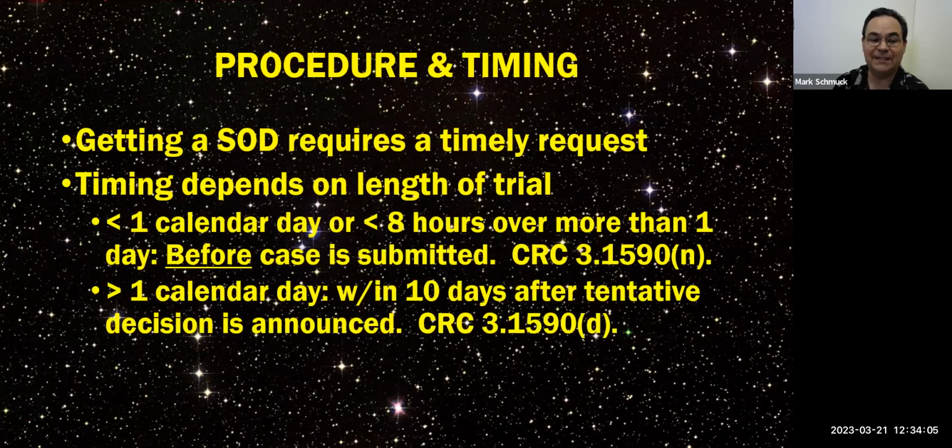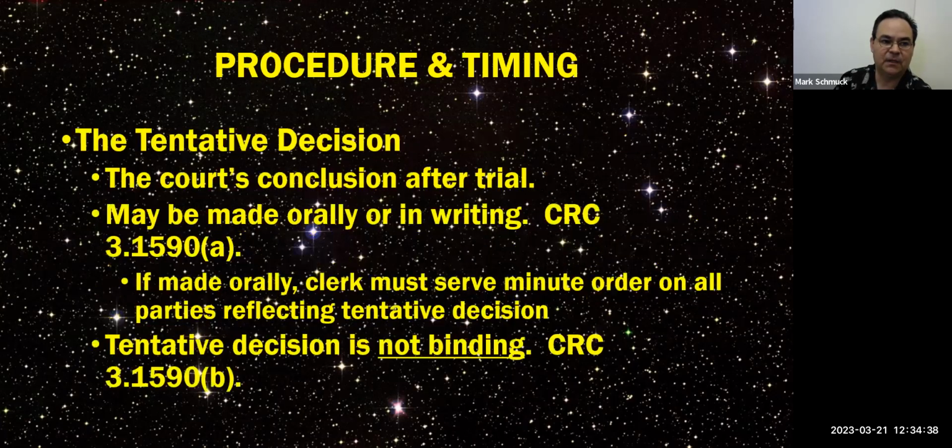If your trial was less than 1 calendar day, or less than 8 hours over more than 1 calendar day, you must make your request for a statement of decision before the case is submitted, meaning submitted for decision. If your trial was more than 1 calendar day, you are required to make your request for a statement of decision within 10 days after the tentative decision is announced. And I've given you the authority for those timing issues.